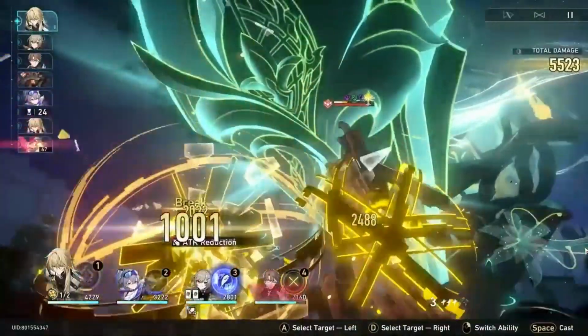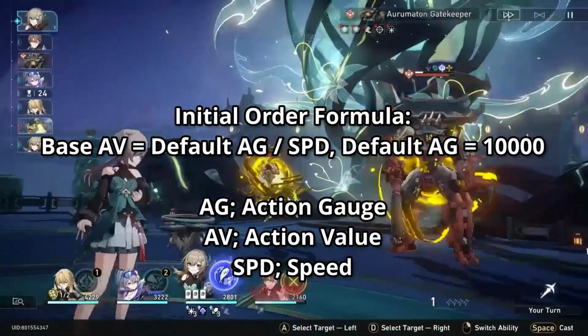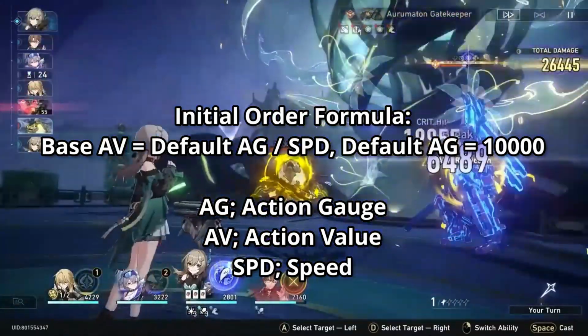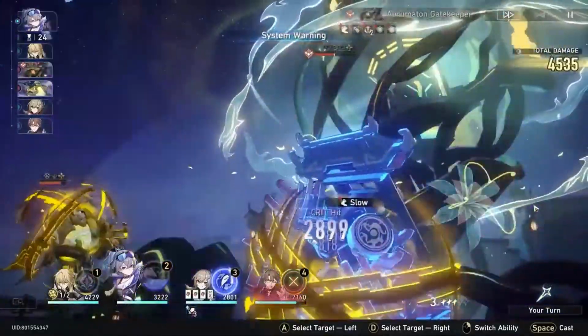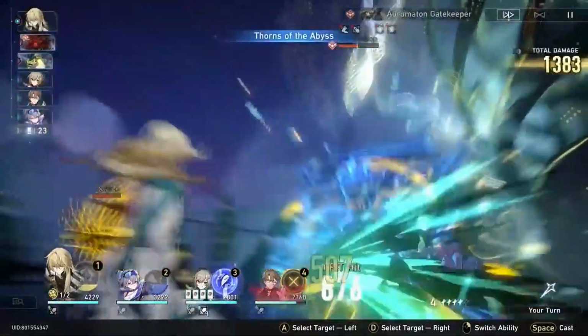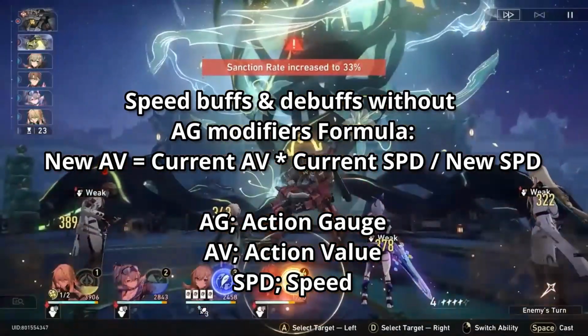When taking into account speed, action value and action gauge, we can determine the initial order of every character and enemy without any external effects through the calculation. Base AV equals default AG divided by speed. Default AG is 10,000. The equation to calculate your new action value under effects of speed buffs and debuffs without AG modifiers is: new AV equals current AV times current speed divided by new speed.